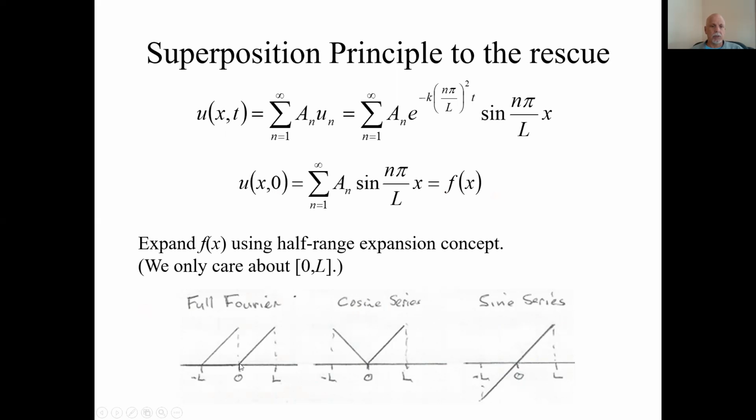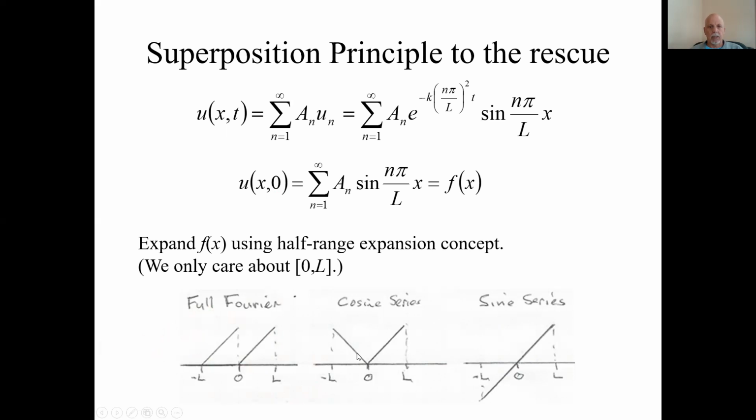Let's say the function, just to demonstrate what it means, is just x itself. Let's say this f of x is just x itself. So it would look like this, and it would only be defined from 0 to L. If I expand it using a full Fourier series, it would look like this. And in fact, this would be repeated an infinite number of times to the left and right, right?